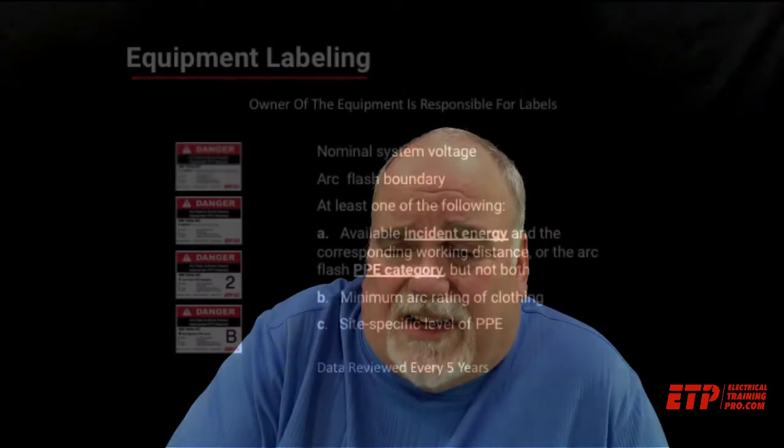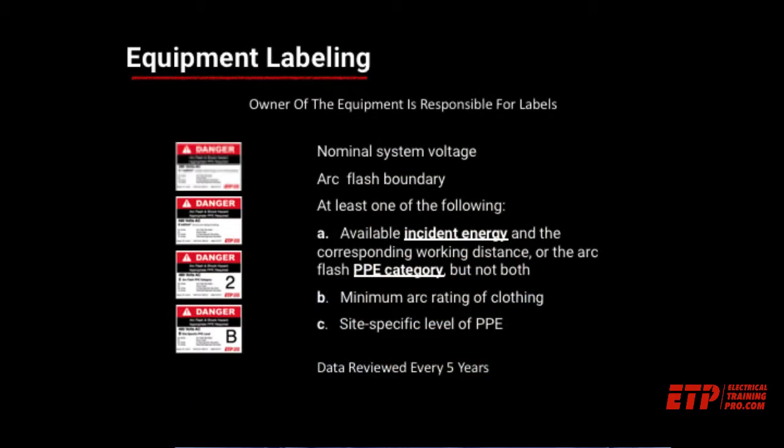Another thing you can do is cite a specific level of PPE. That would be a level that you create yourself, like say A, B, or C, and you train all of your maintenance folks what A is and what B is, and then from that, they know what to wear. And the data on the label has to be reviewed every 5 years.